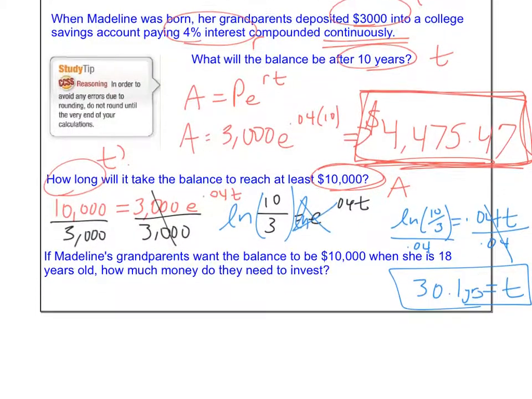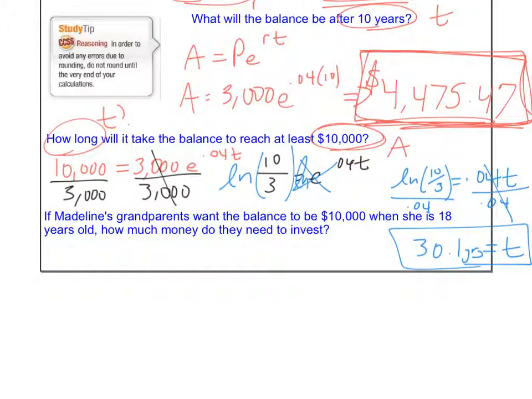Now, the last part says, if Madeline's grandparents want the balance to be $10,000 when she is 18 years old, how much money do they need to invest? Right here, they're asking for the principal. How much should we put down if we want her to have at least $10,000 when she's 18? She can take the money and go do whatever she wants with it. My money at the end, after 18 years, 10 grand, equals P times e to the 0.04 times t, which is 18 years old.